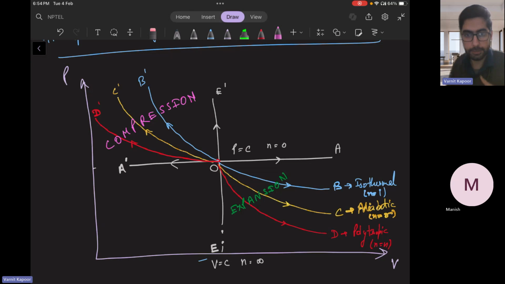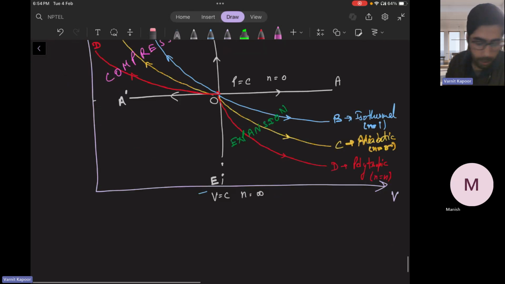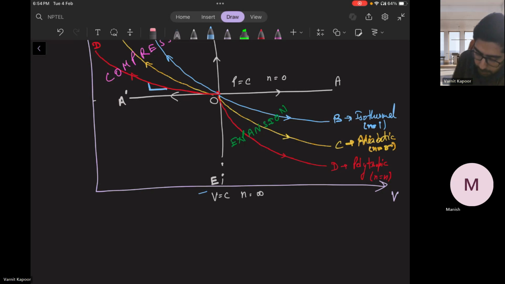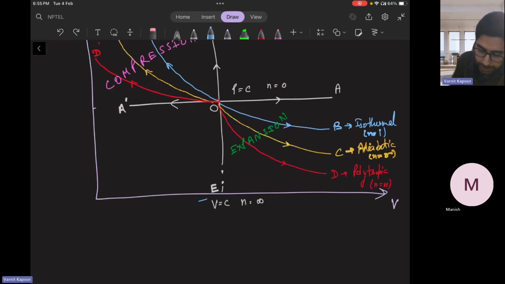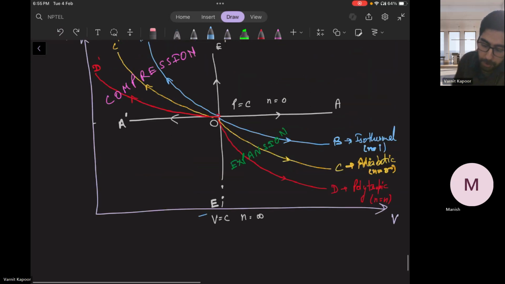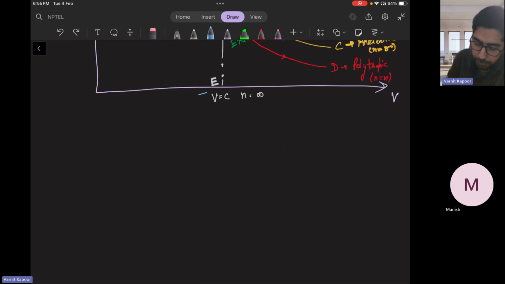This is compression, expansion, compression. Now the question arises, why have I chosen the slopes during expansion to be higher in polytropic, whereas in compression it is the lowest slope? This is nothing but your slope. It's a smaller slope, a higher slope, a much higher slope. For the same change in volume, the vertical heights are higher. Why? Let's see. What is slope?